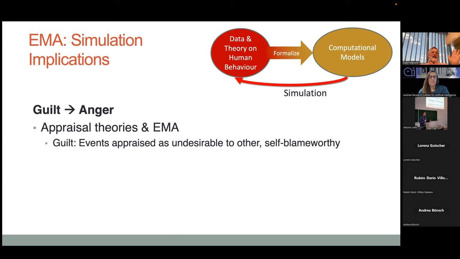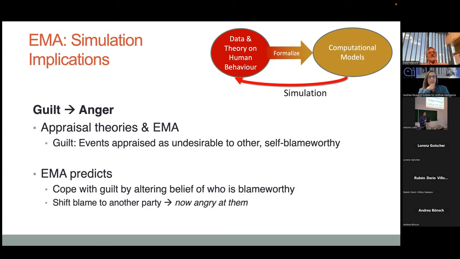And then there's a classic kind of guilt to anger mechanism. In appraisal theory, guilt arises when events are appraised as undesirable to others and self-blameworthy. But Emma can cope with guilt by altering belief of who is blameworthy. So if they decide, oh, it wasn't really my fault, Emma feels better. But once Emma does that and shifts the blame to another party, Emma's now mad at the other party. So there's this natural tendency in Emma to go from guilt to anger, which actually, again, happens in people.